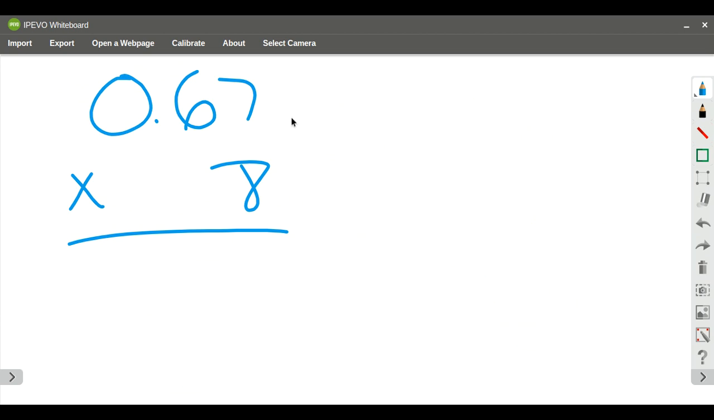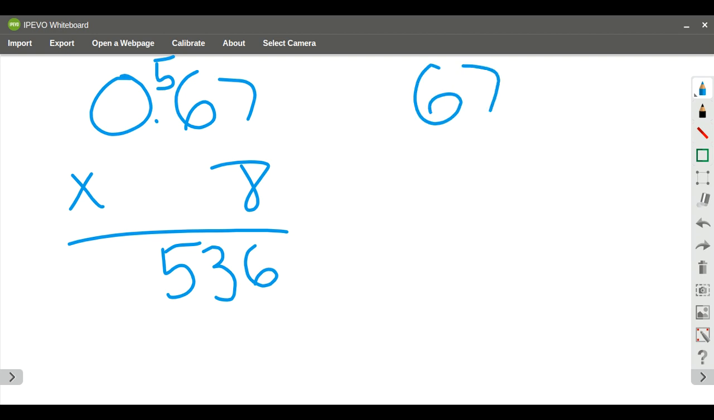So 7 times 8 is going to be 56. So I put down the 6. I regroup the 5. 8 times 6 is going to be 48, plus 5 is going to be 53. Okay, so I started off, when I multiplied, I started off by looking at 67.